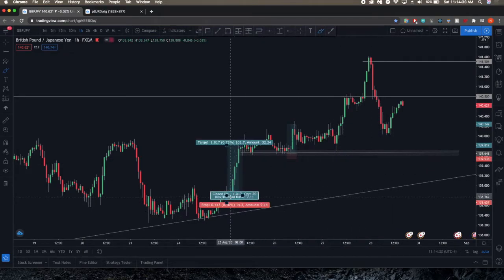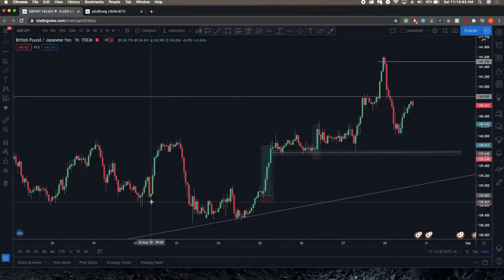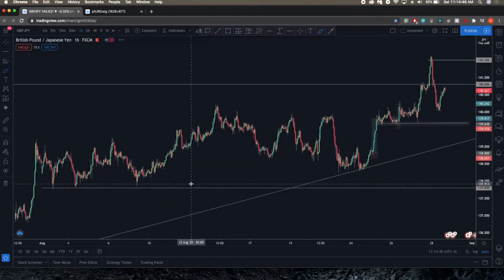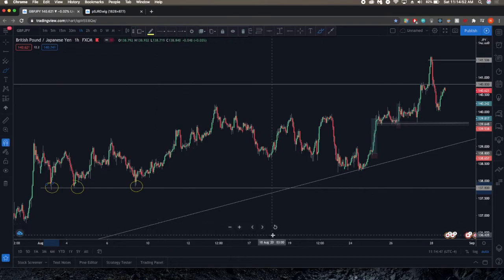Like here, liquidity grab, right? Instead of continuing from here, grab liquidity and then continued up, right? So very common over here as well. Liquidity grab, grabbing liquidity, right?